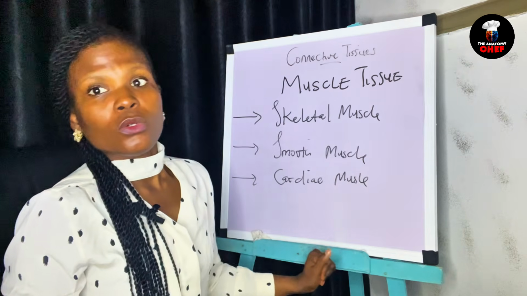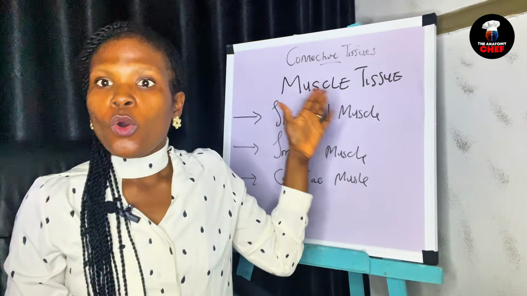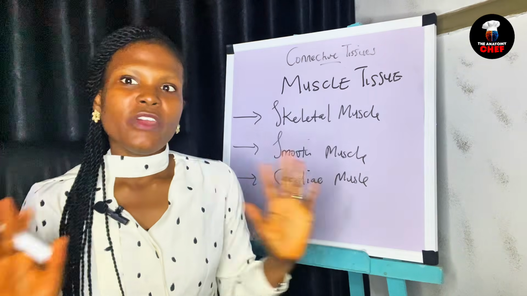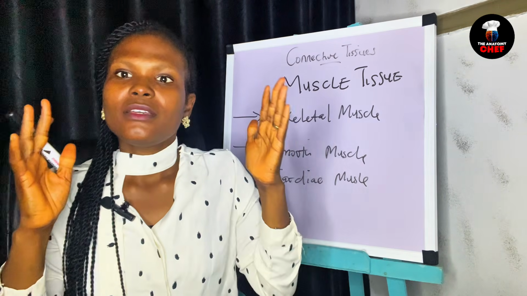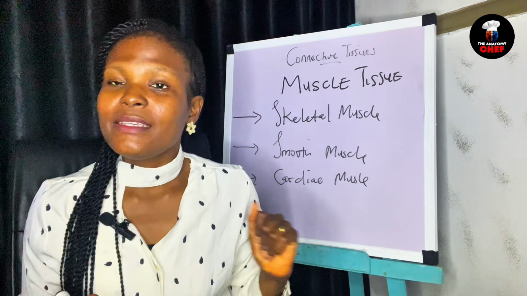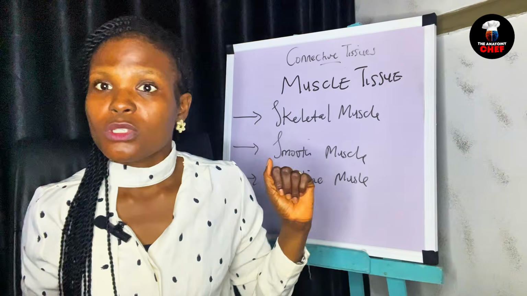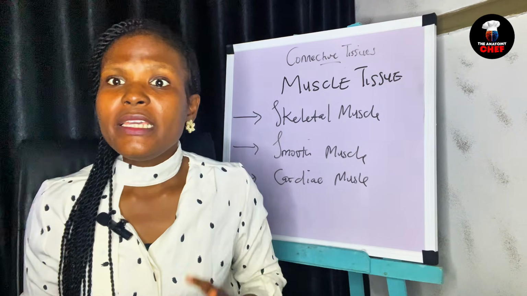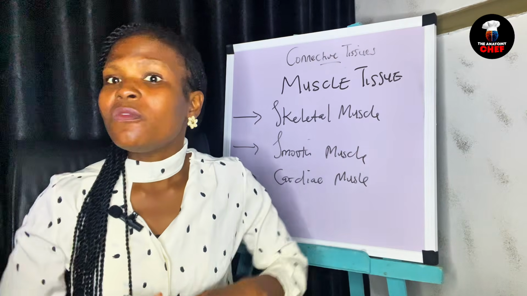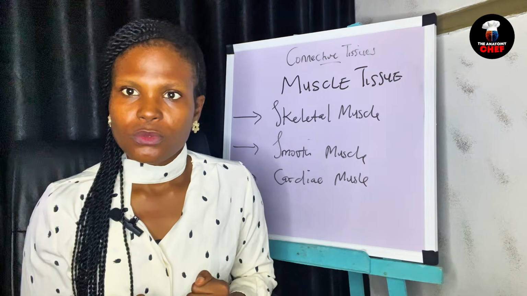On today's episode, we're going to be looking at your muscle tissues. Very quickly, we have three classifications of the muscle tissues. The first is your skeletal muscle, the second is your smooth muscle, and the third is your cardiac muscle. Now, what are the characteristics of these three muscles?